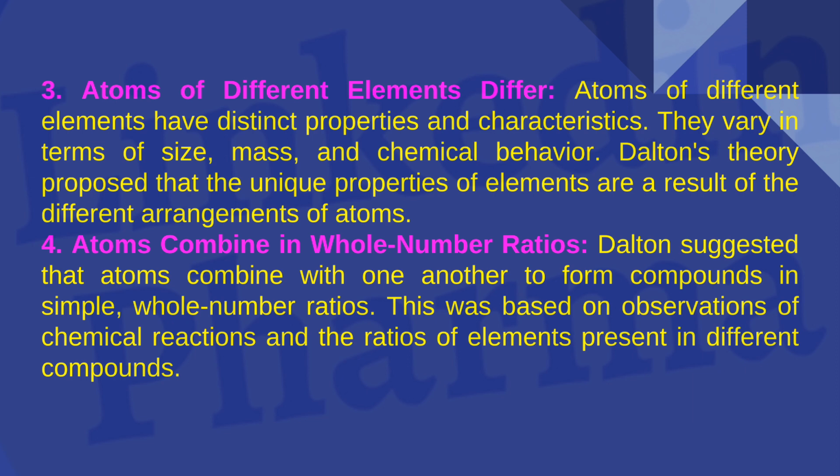Atoms of different elements have distinct properties and characteristics. They vary in terms of size, mass, and chemical behavior. Dalton's theory proposed that the unique properties of elements are a result of the different arrangements of atoms. Atoms combine in whole number ratios.